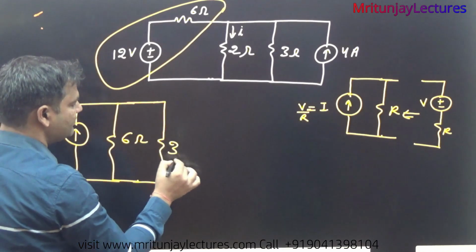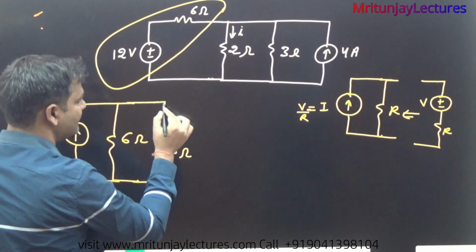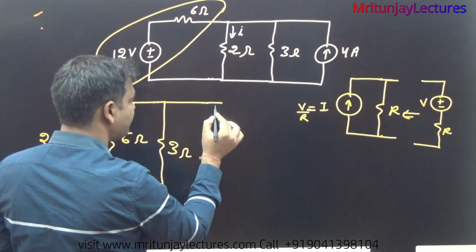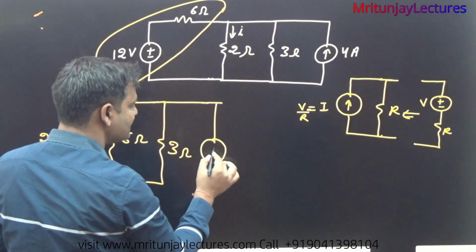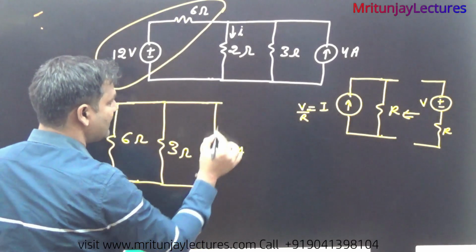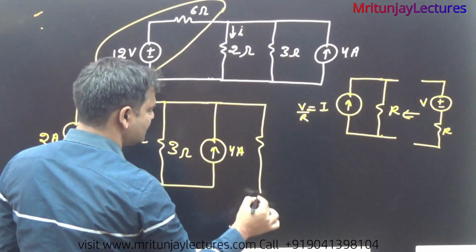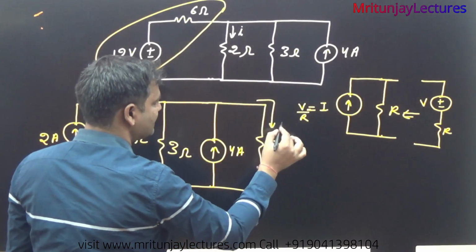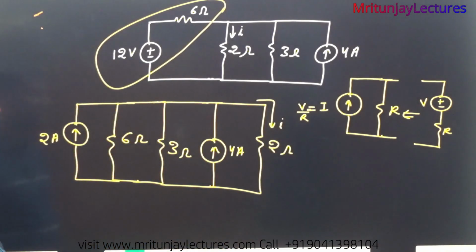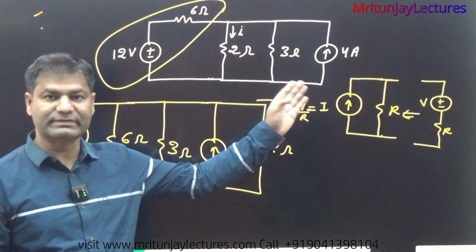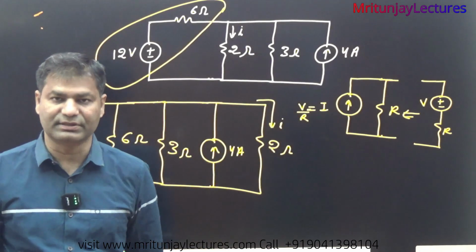After that, this 3 ohm is connected here. That is 3 ohm, because of parallel we interchange, and that is 4 ampere current in parallel. After that, that is 2 ohm, and here the current direction I is given. Clear? Because of parallel, we easily interchange.